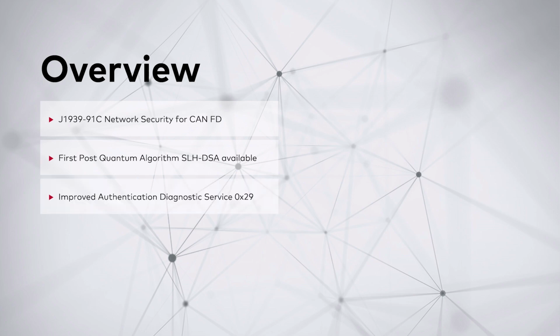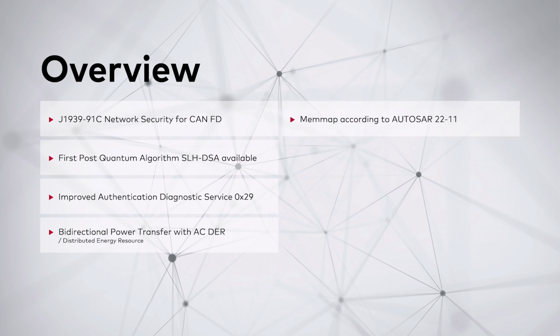Though Service 29 is standardized through UDS, in real life a lot of flexibility in implementing it according to security requirements is needed. I chose a new highlight in the charge context for R34, bidirectional power transfer with AC distributed energy source. There is also a new central AUTOSAR feature. Memmap has been standardized, allowing for new features with 22.11, and we are starting this journey in R34.